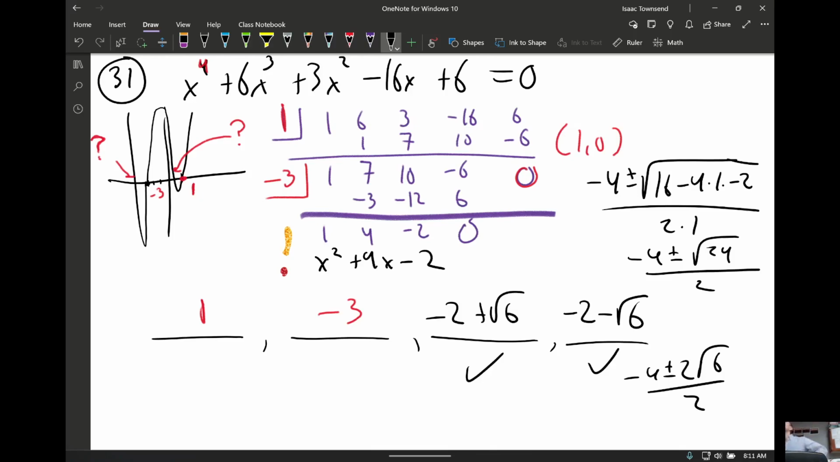So as long as we can see some of the x-intercepts exactly, enough that we can get it down to a quadratic, it doesn't matter how messy those last two are, because the quadratic formula can always finish the last two for us.